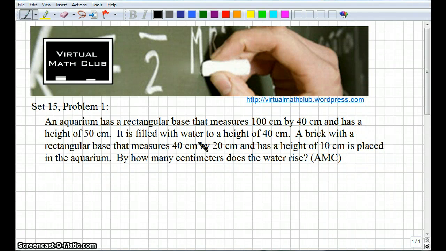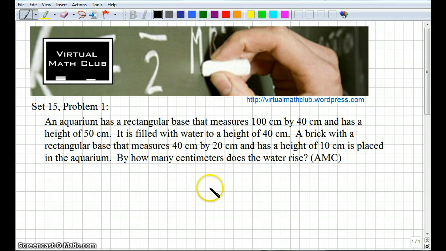Problem number 1. An aquarium has a rectangular base that measures 100 centimeters by 40 centimeters and has a height of 50 centimeters. This aquarium is filled with water up to a height of 40 centimeters. Then a brick with a rectangular base that measures 40 centimeters by 20 centimeters and has a height of 10 centimeters is placed in the aquarium. The question is, by how many centimeters does the water rise?